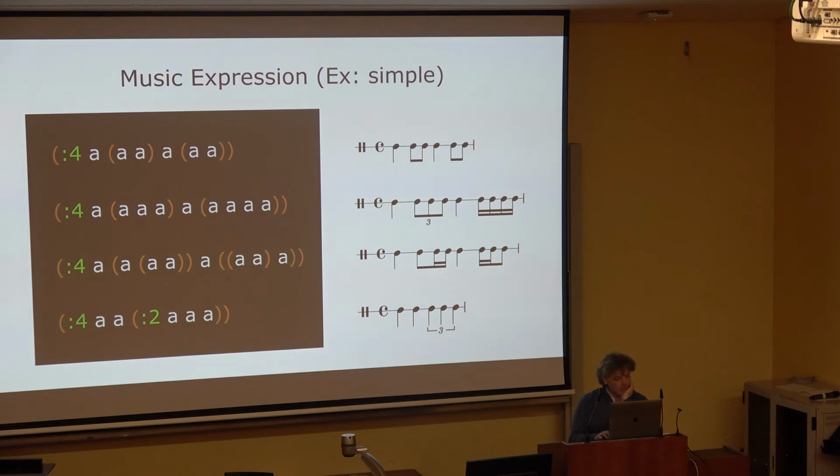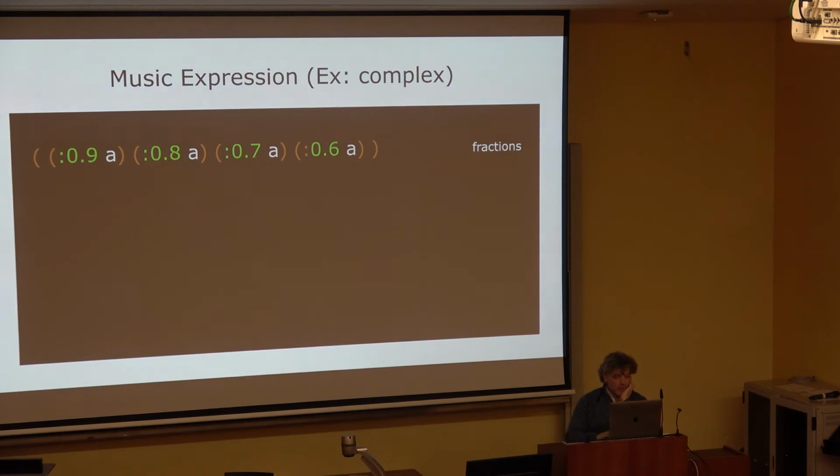But I also wanted to be able to write complicated rhythms, not only simple ones. So for example, here, you can use fractions for your times. So here, the A is 0.9. It'd be like 0.9 of a quaver. 0.8, 0.7, 0.6, so it's getting faster and faster.